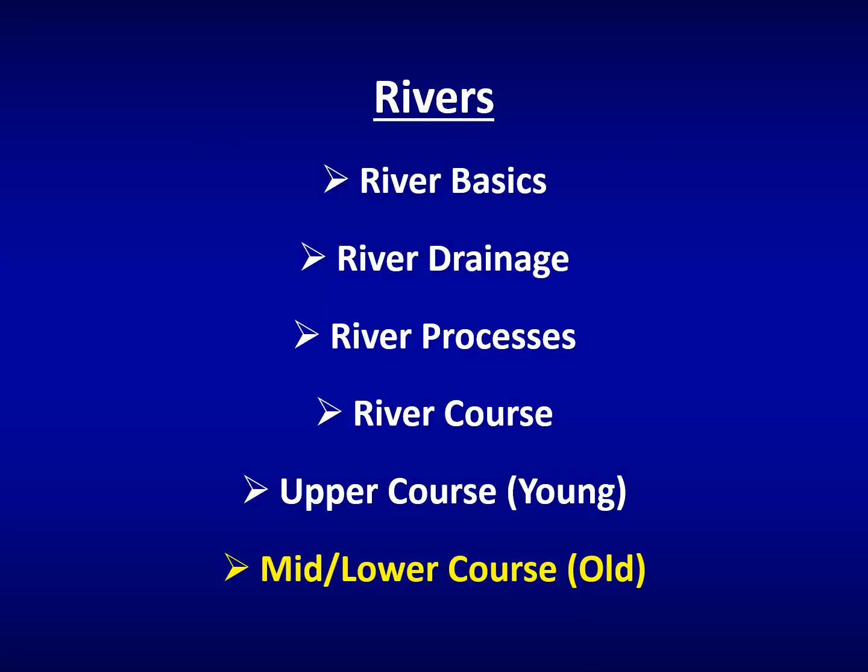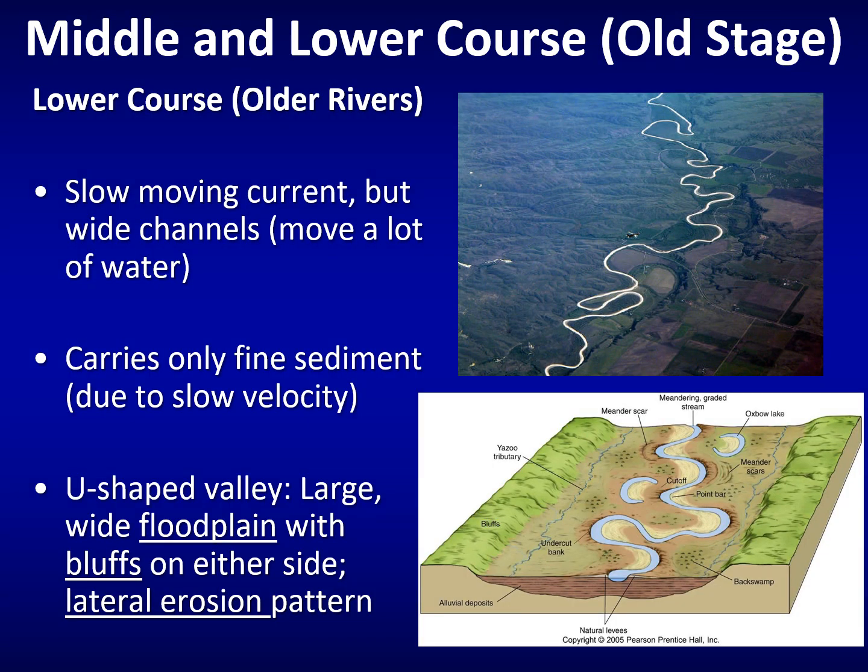And then, of course, the mid to lower course of the river has its own set of features. In the lower course, the water is slower moving, but because it has so much water volume, the channels are very wide, and so it moves a lot of water. It carries typically only the finer sediments. Because the water is wide and deep, it's not moving very fast on that bottom like you would see in the younger or upper course portion of the river. And so you get these big U-shaped valleys with these meandering rivers bending this way and that, large wide floodplains, and typically bluffs that form on either side due to the lateral erosion pattern.